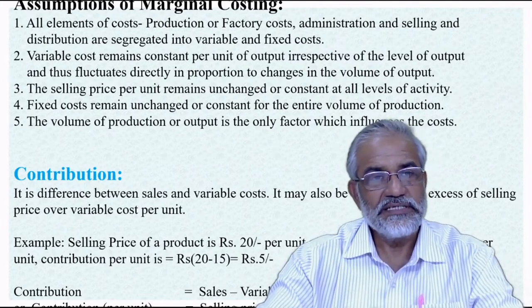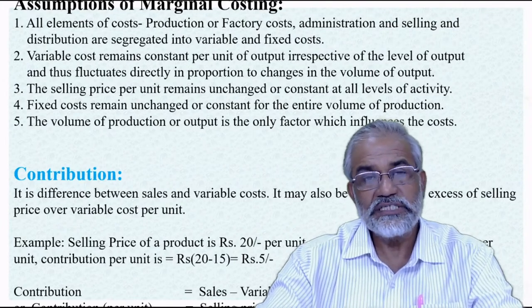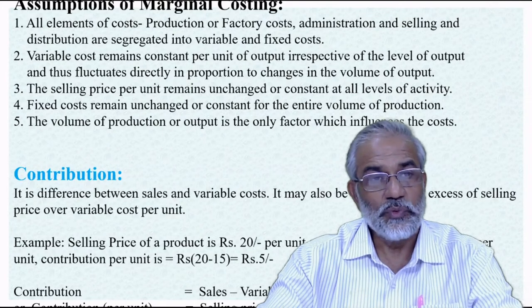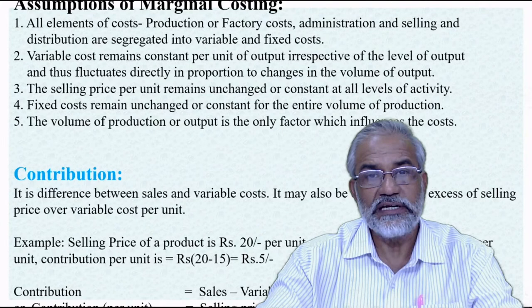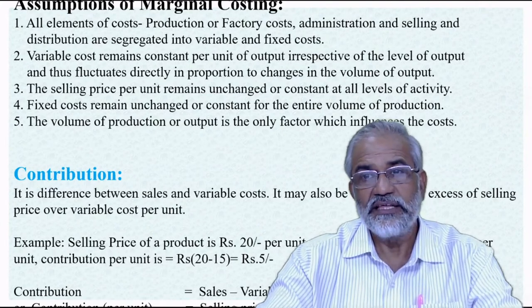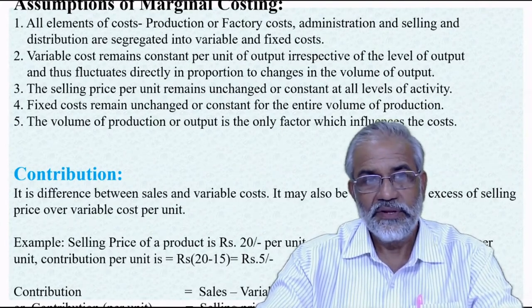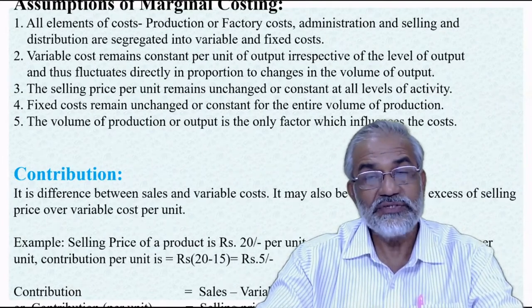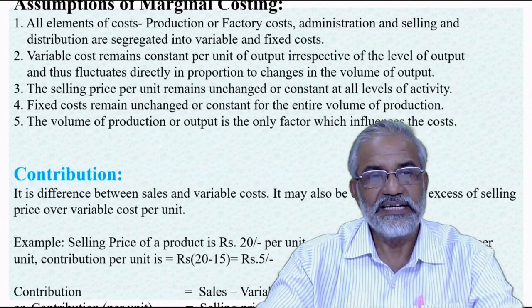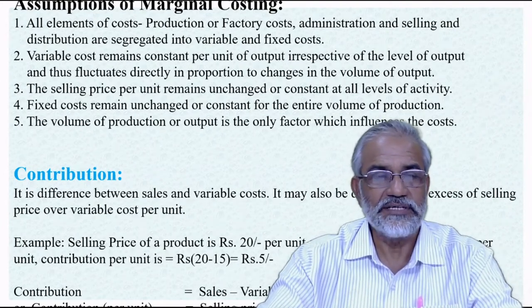The second assumption is variable costs remain constant per unit of output irrespective of the level of output and thus fluctuates directly and proportionately with changes in the volume of output. Variable cost directly and proportionately varies with the volume of production. That is the essentiality of the marginal costing. That is the second assumption.